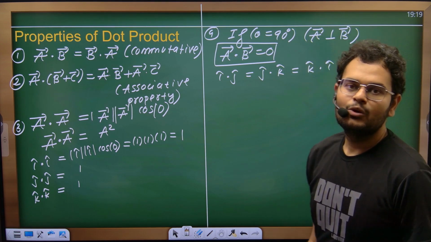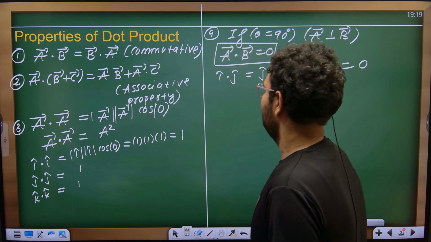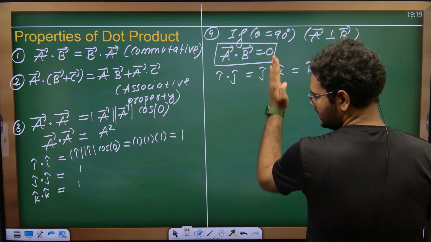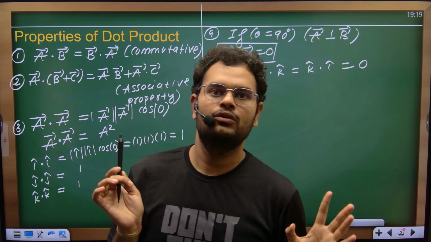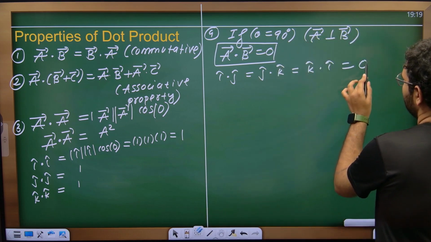Sir, why? Why 0, sir? Because i and j are perpendicular to each other. Where is i? This is i. Where is j? This is j. What is angle between them? 90 degree. 90 degree means dot product is 0. Should never forget. Very, very important property. Okay. Okay, sir.